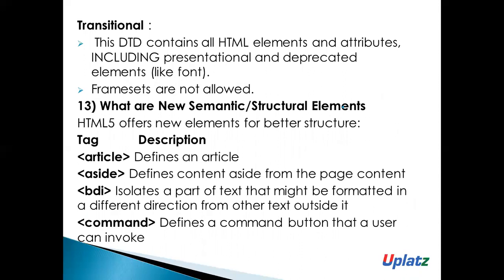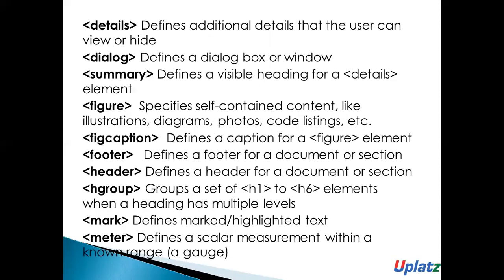The next would be the new semantic and structural elements, new elements for better structure. Article defines an article. Aside defines content aside from the page. Command defines a command button that the user can invoke. Details defines additional details the user can view or hide. Dialog defines a dialog box or window. Summary defines a visible heading for the details. Figure specifies self-contained content like illustrations, diagrams, photos, etc. Figcaption defines a caption for a figure element.